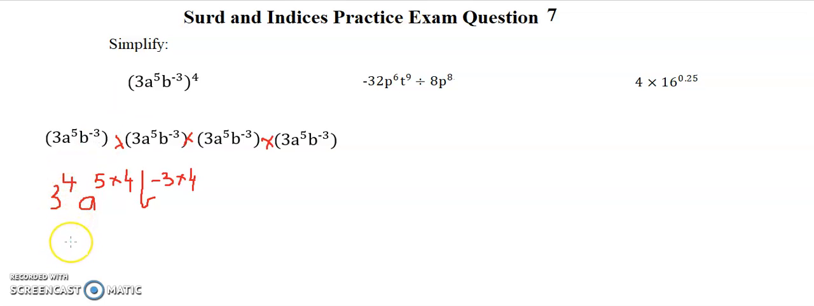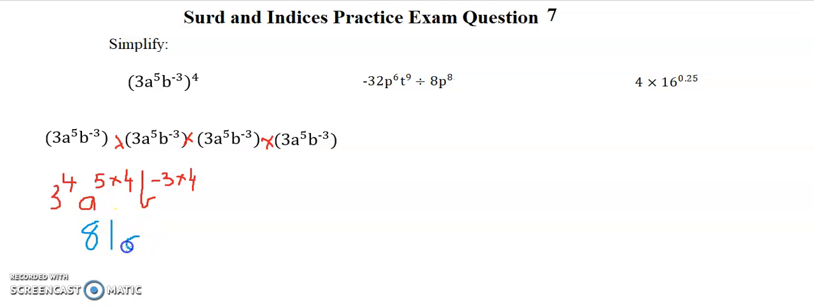3 to the power of 4. 3 times 3 is 9. 9 times 3 is 27. And 27 times 3 is 81. So we've got 81 there.